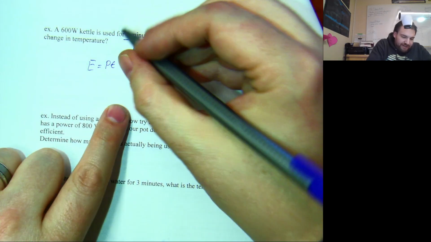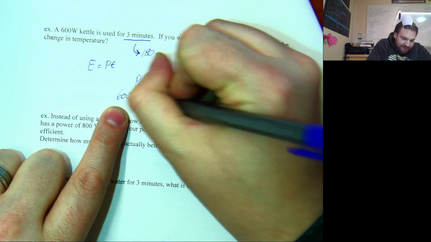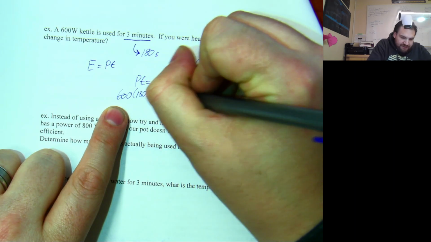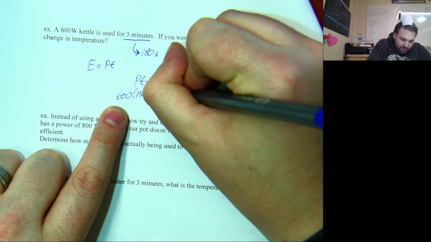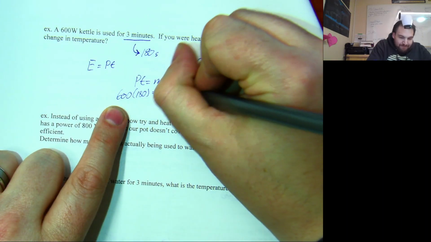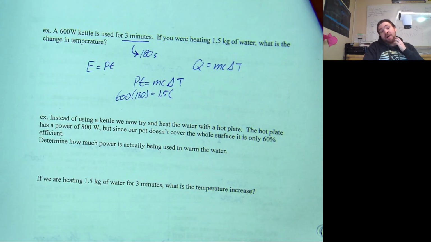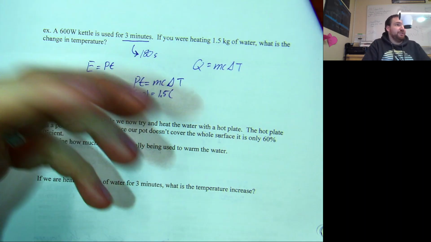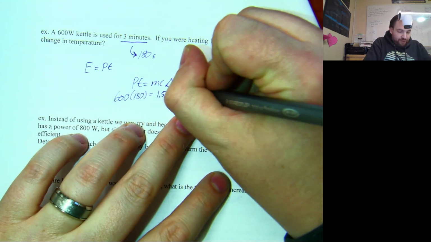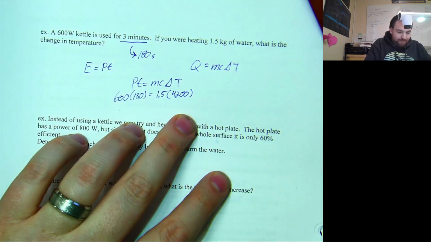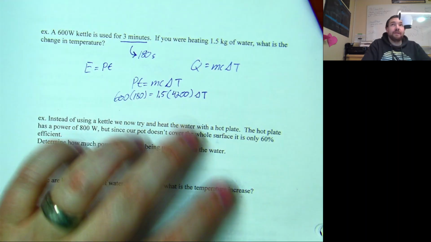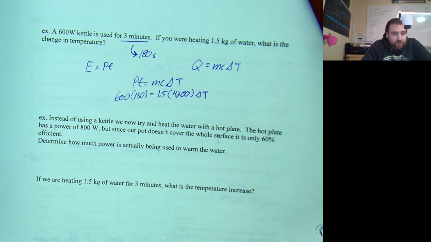So the power is 600 watts. The time is 180 seconds. The mass of the water is 1.5 kilograms. The specific heat capacity of water is, if you haven't memorized it yet, you're going to eventually because you'll use it a whole bunch of times, 4,200, times the change in temperature. What is the change in temperature over those 3 minutes?